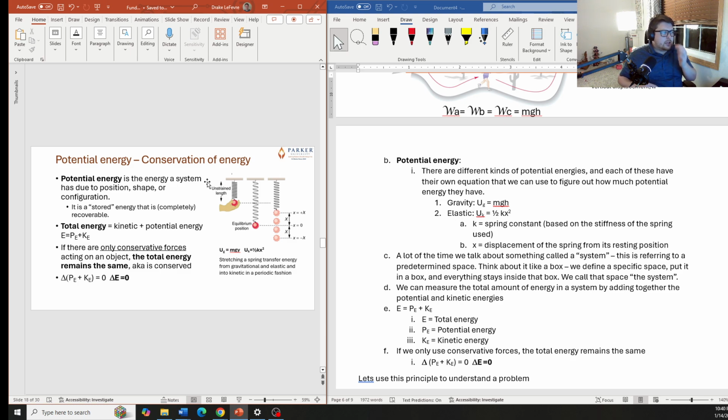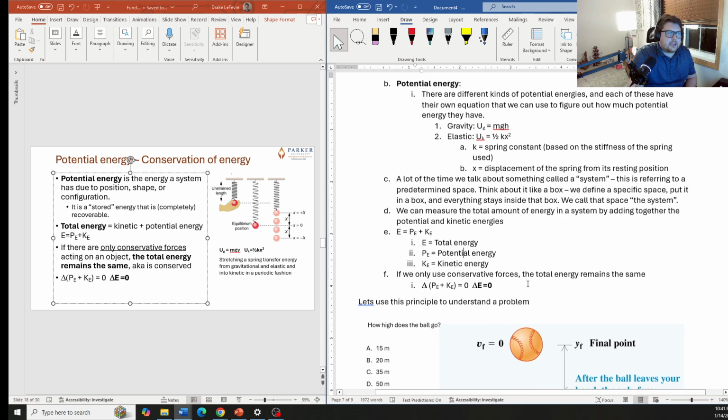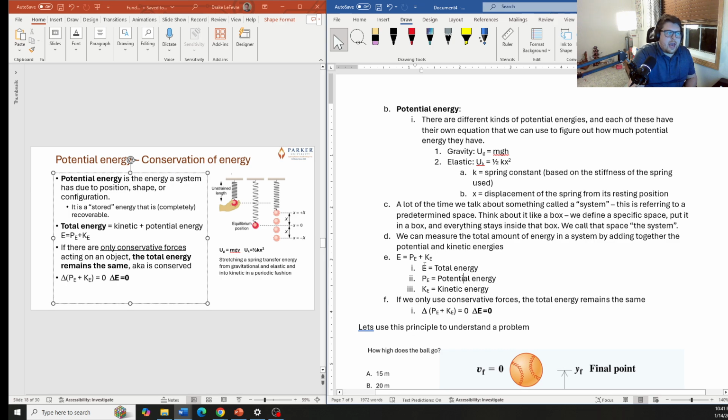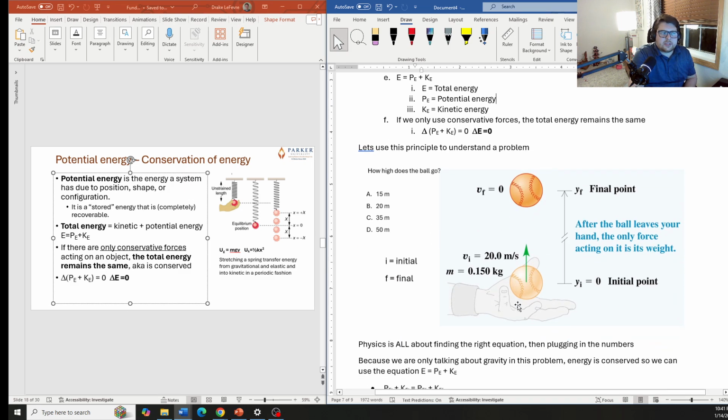The equation that we use for this is that total energy equals our kinetic energy plus our potential energy. So we can calculate each of those, and they should add up to give us the total energy. And that should always be the same, no matter what. Okay? So one of the problems that it gives us, for example, is this baseball question.